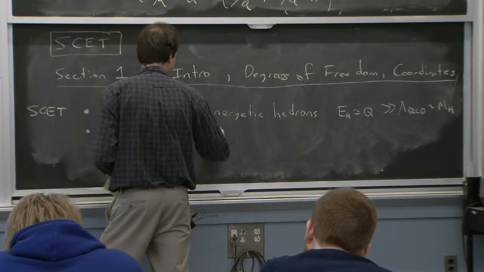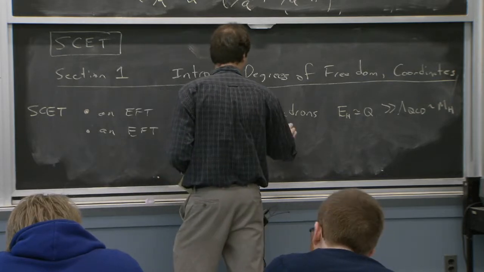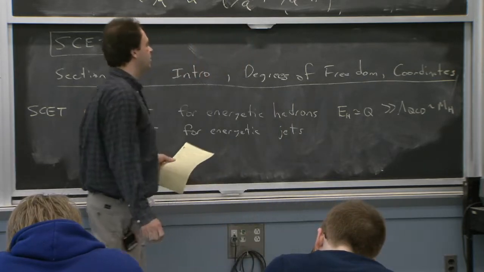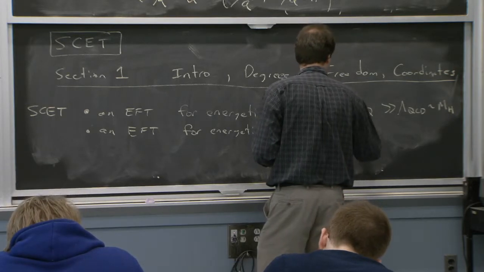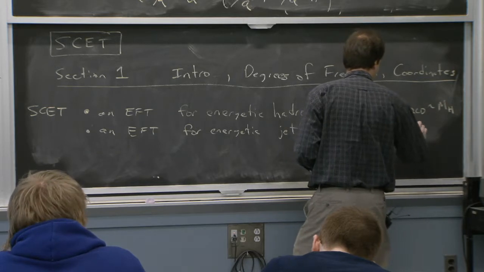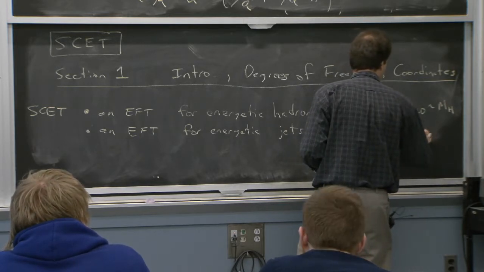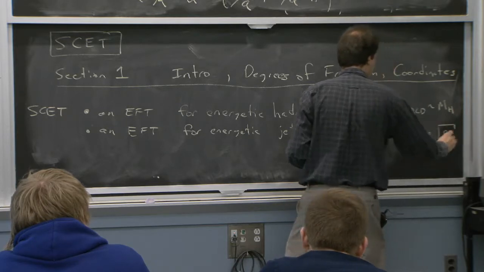It's also an effective theory for energetic jets. And the situation is in some ways similar to the hadrons. You have a jet energy that's large, of order some Q, and that's much bigger than the jet mass, which is the root squared of some formal momentum.